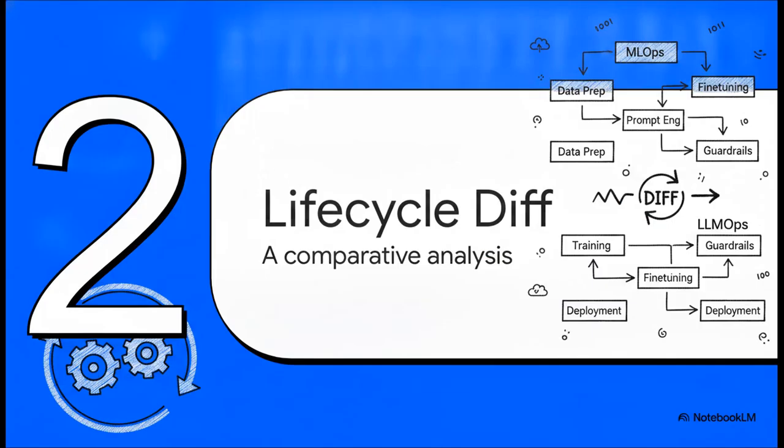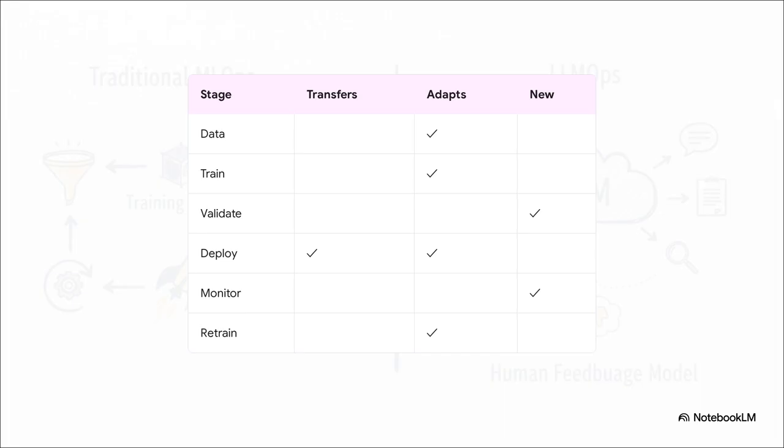Part 2, the MLOps lifecycle diff. Let's do a careful comparative analysis. To be clear, we absolutely aren't making the binary claim that traditional MLOps is obsolete. We aren't throwing it away, we are systematically adapting it. The crucial point here is mapping exactly which stages survive intact, which ones require some structural adaptation, and which entirely unprecedented layers have to be built from scratch.